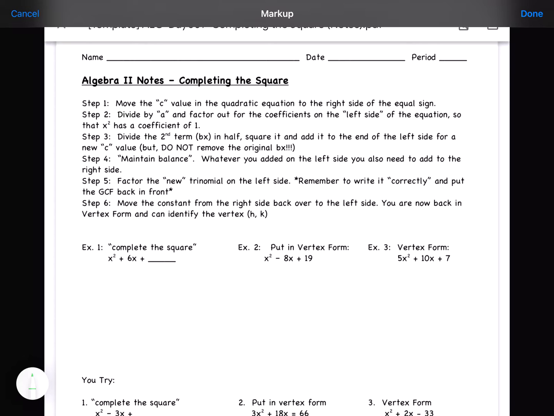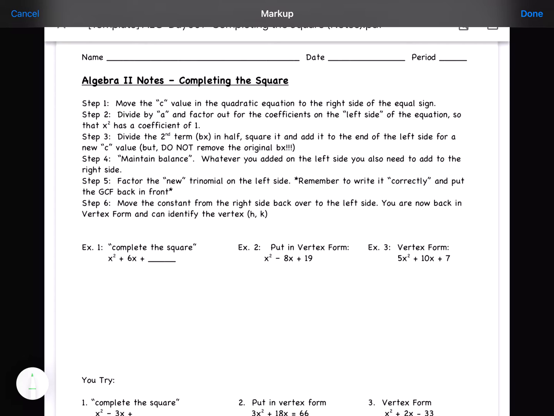Looking at the steps, step one: move the c value in the quadratic equation to the right side of the equal sign. So we move it over. Then we divide by a and factor out for the coefficients on the left side. Basically we're factoring it so that we have an x squared with a coefficient of 1.